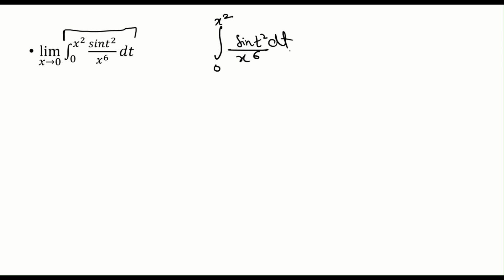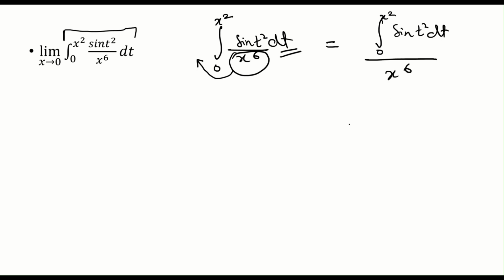We can observe that the integral is with respect to the variable t, so we can pull x raised to the power 6 outside the integral without affecting the result. So this is what we are getting, integral of sine t square dt divided by x raised to the power 6, and we have limit x approaching 0. In the next step, we need to investigate the limit.